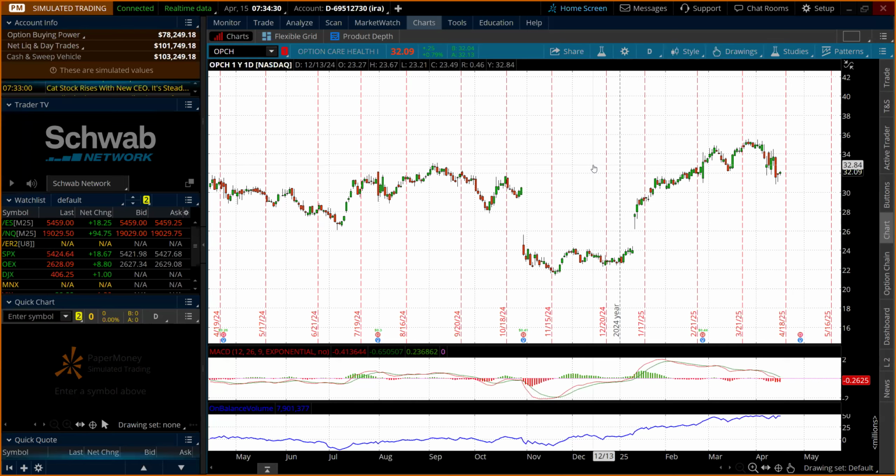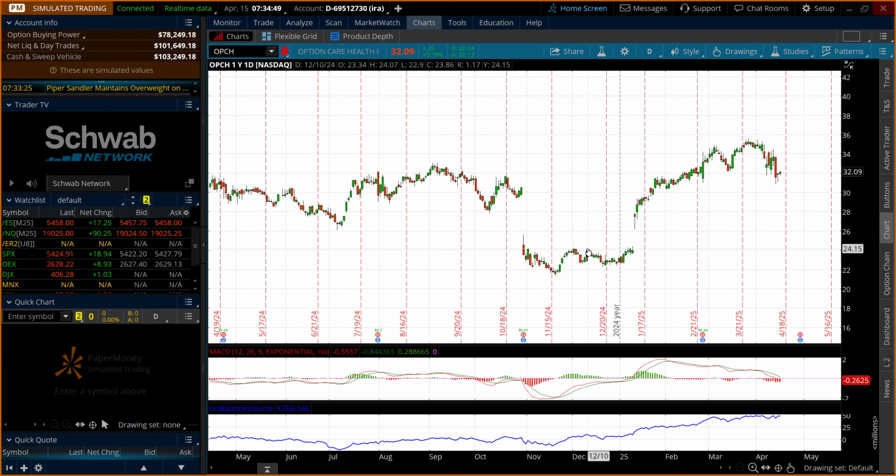Now, let me go over my technical indicators really quick. The one you see in the middle here is MACD. You're probably very familiar with that if you've done any kind of technical analysis at all. That's the moving average convergence divergence. That's where we're kind of looking for trade possibilities.